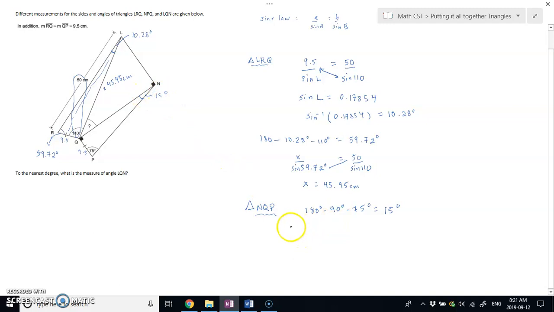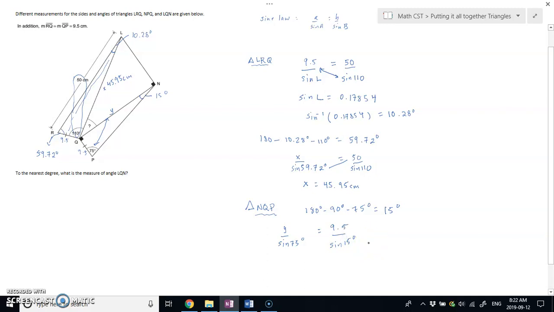And it lets us do sine law in order to find out our unknown side, right here from N to Q. And I'll call it Y because I like a single letter. So let's do our sine law accordingly. I have side Y over sine of 75 degrees, because those are opposites. Okay, you can see they're opposites right here. And the 9.5 over sine of 15 degrees.